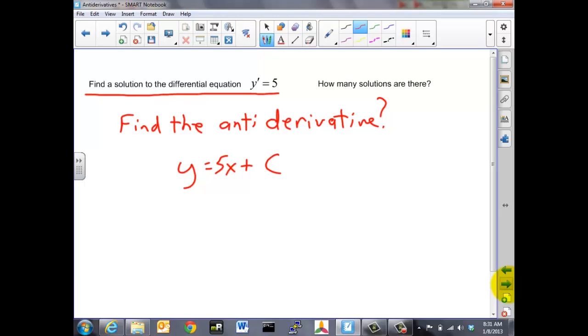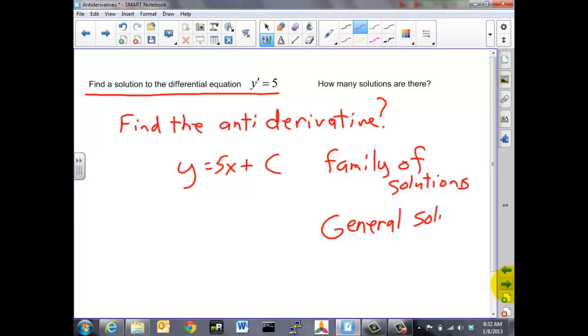Everybody comfortable with that? Now, how many solutions are there to that problem? Infinitely many. This is called a family of solutions. You'll see some books call it that. You're going to hear it referred to more often as the general solution. Later on, we're going to learn how to find the particular solutions. So anytime you hear find the general solution, that's what we're talking about.